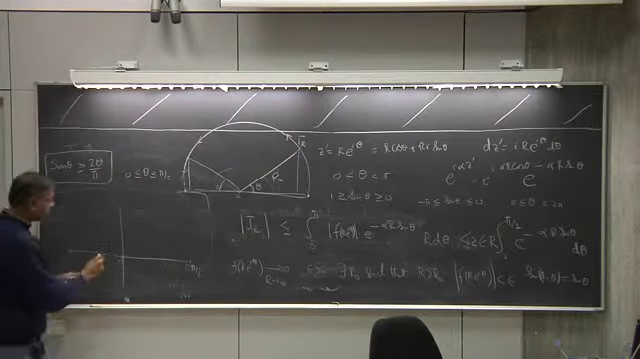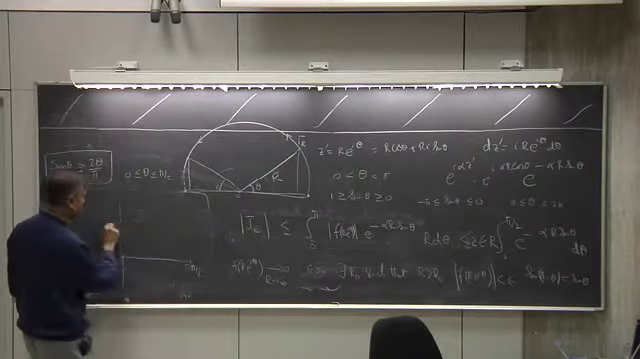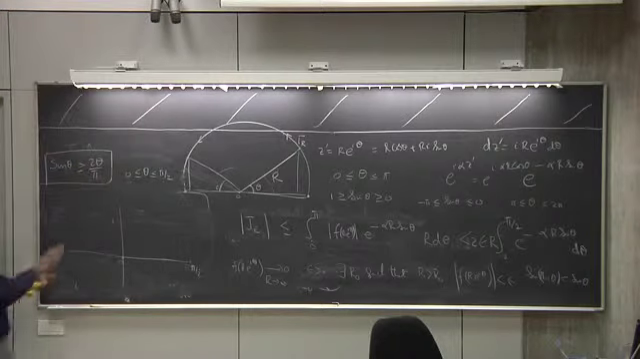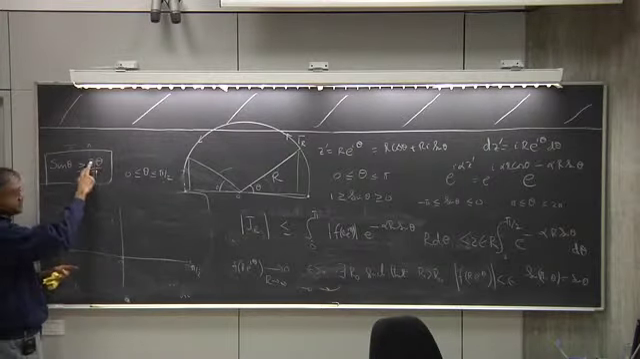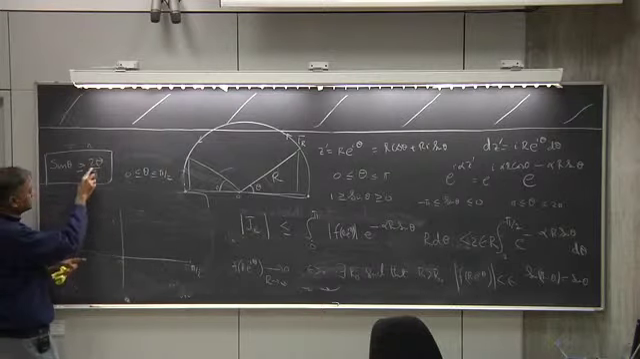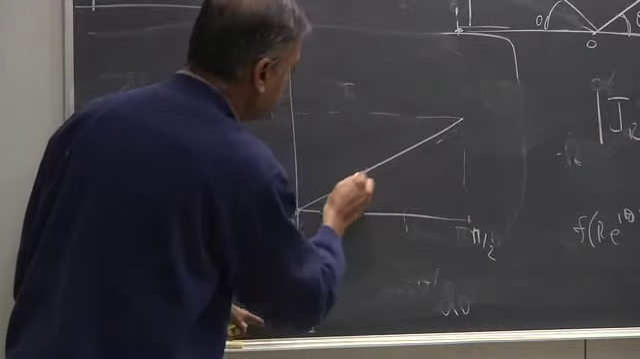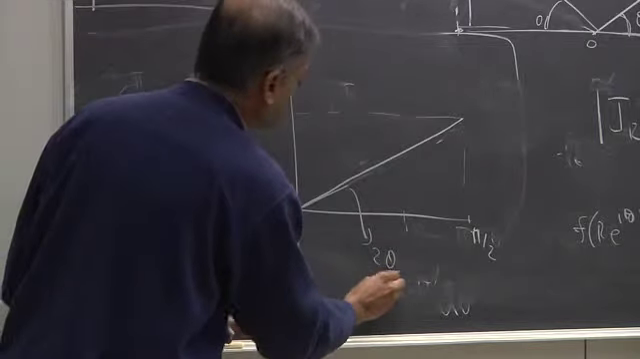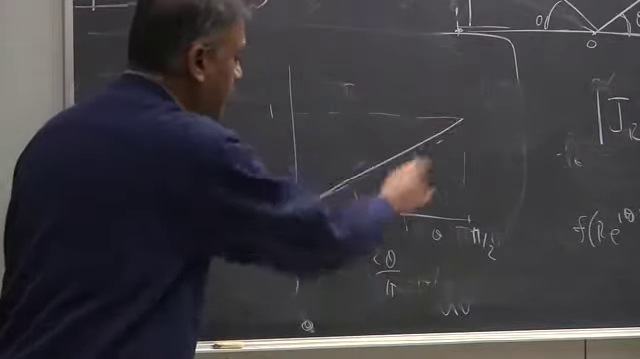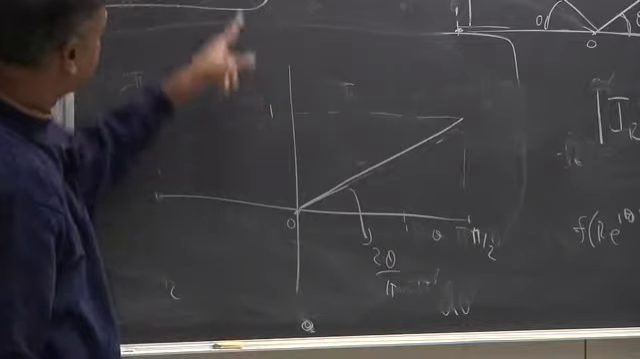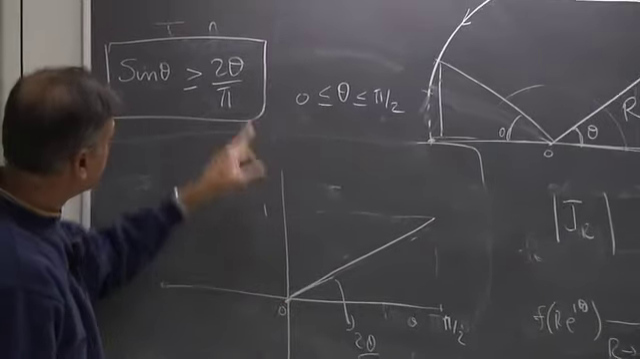Now, at pi by 2, the value of sine theta is 1. Sine of pi by 2 is 1. So what is this 2 theta by pi? At theta equal to pi by 2, this is just 1. If you plot 2 theta by pi as a function of theta, with theta on this axis, it will be just a straight line, clearly, because it is linear in theta. It connects 0, since at theta equal to 0 it is 0.